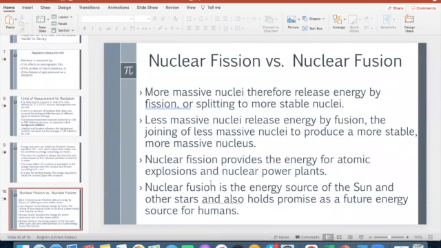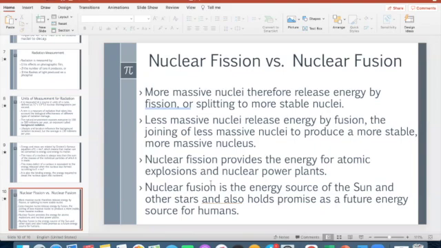Nuclear fission versus fusion. More massive nuclei release energy by fission, the splitting into more stable nuclei. Fission is splitting and fusion is combining. Less massive nuclei release energy by fusion, the joining of less massive nuclei to produce a more stable, more massive nucleus.